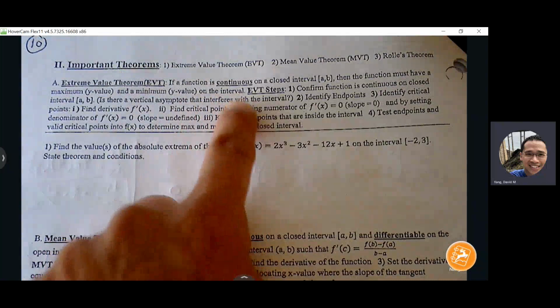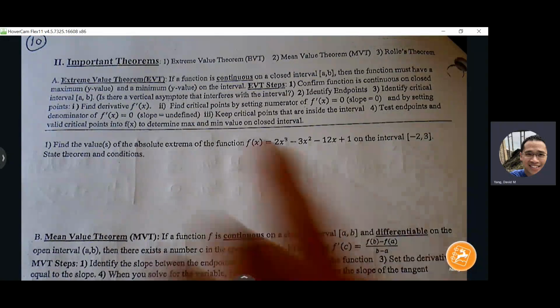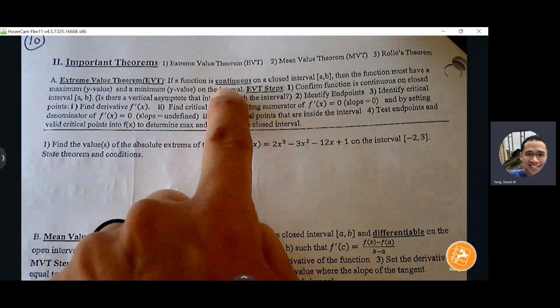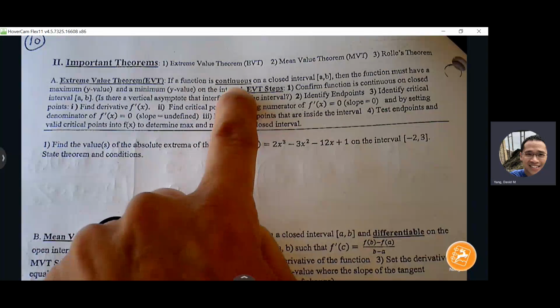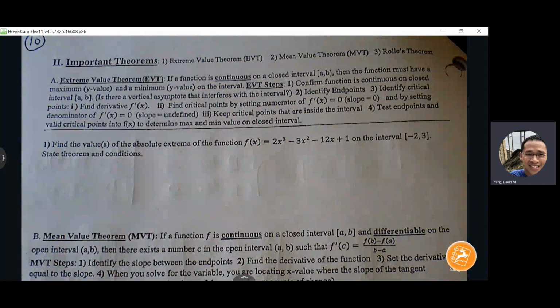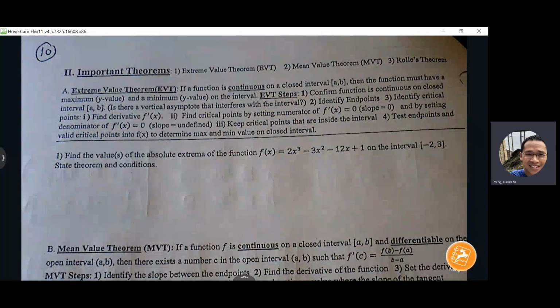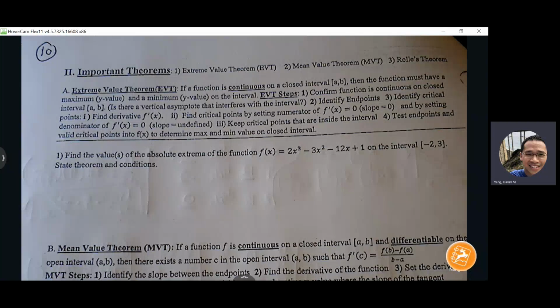Okay, so extreme value theorem, we saw it on the previous quiz. If a function is continuous on the closed interval, for the extreme value theorem we don't need differentiability because we're not trying to guarantee a slope. We just want to find the max and min. As soon as we have continuity, that's the only condition that we need. Then the function must have a maximum y value and minimum y value.